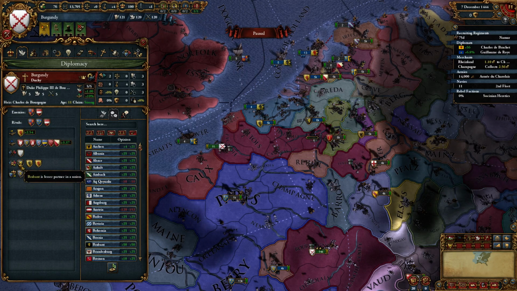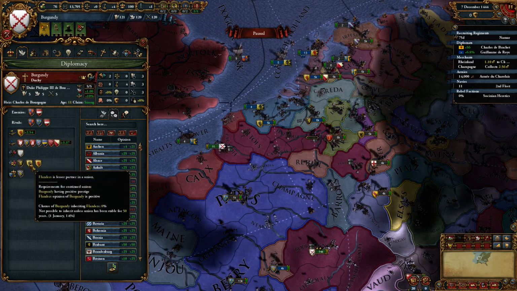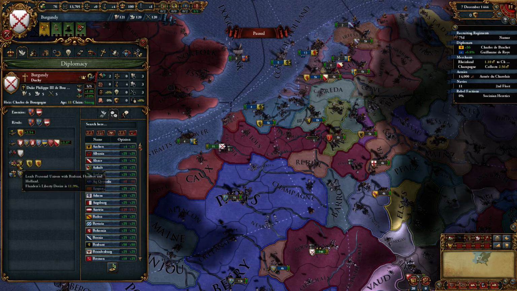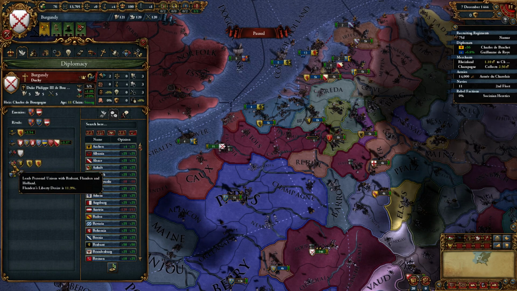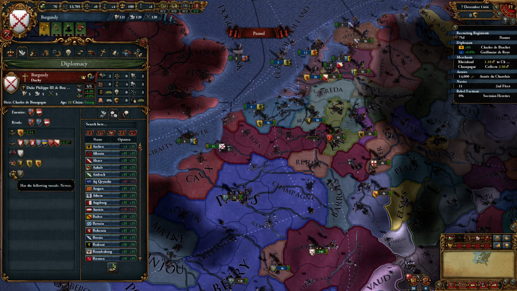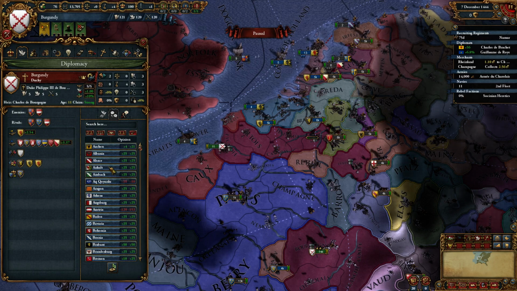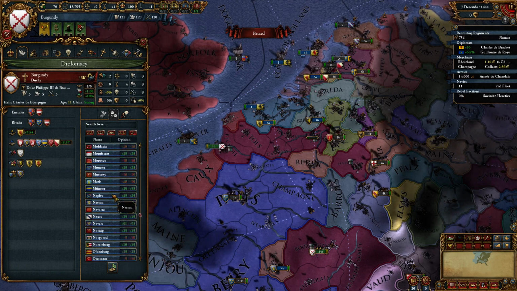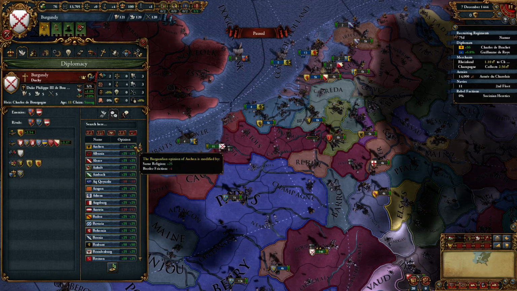You can see, not possible for 50 years. So after 50 years, there's a chance I will inherit their land. We can call them vassals, but there's a difference between personal unions and vassals. Okay, these are of course all the nations and their opinion of me, and my opinion of them.